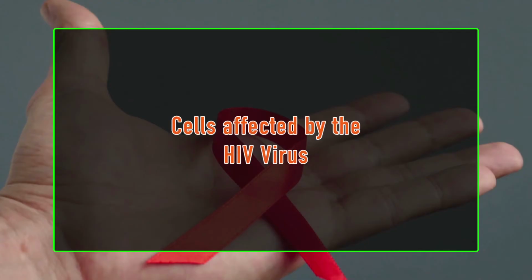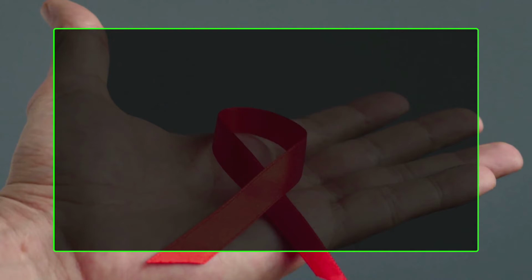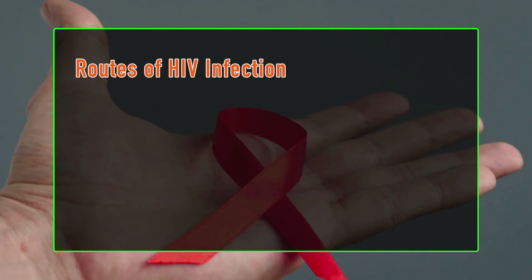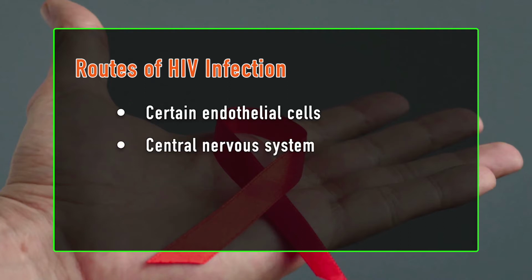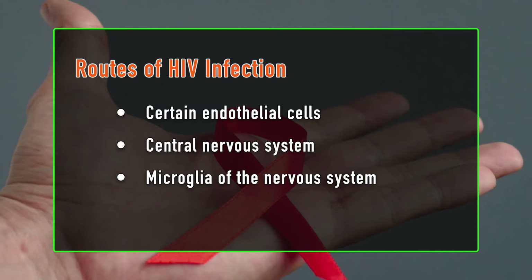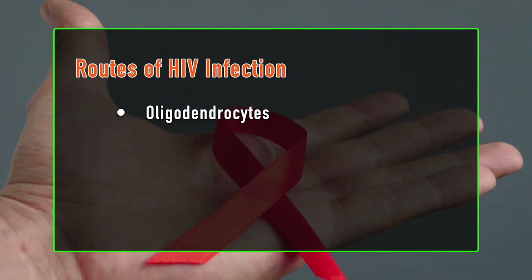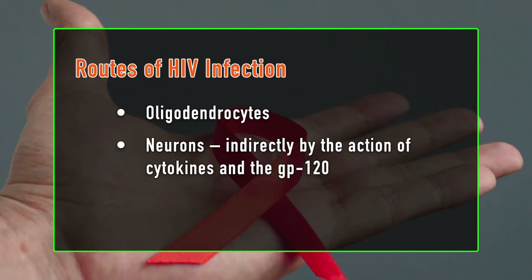Now we will discuss the cells affected by the HIV virus. The HIV virus, entering through whichever route, acts primarily on the following cells: the lymphoreticular system, CD4 positive T helper cells, the main target cell, macrophages, monocytes, certain endothelial cells, and the central nervous system, including microglia of the nervous system, astrocytes, oligodendrocytes, and neurons indirectly by the action of cytokines and GP120.